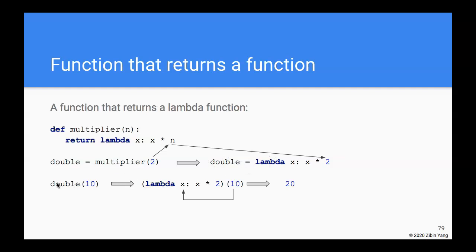And then the next step is we call double and give it an argument to substitute in for x, and that argument is 10 in this case. So the lambda function evaluates to 10 multiplied by 2, and that's why we have a result of 20 here.